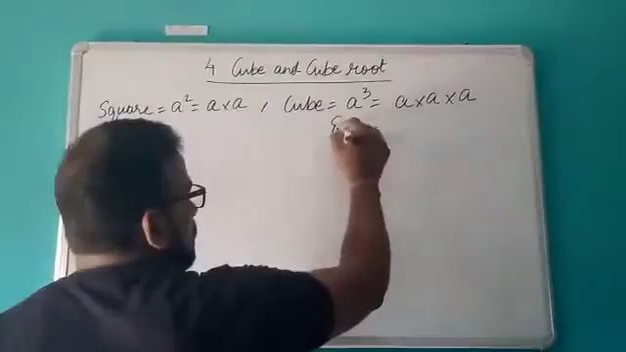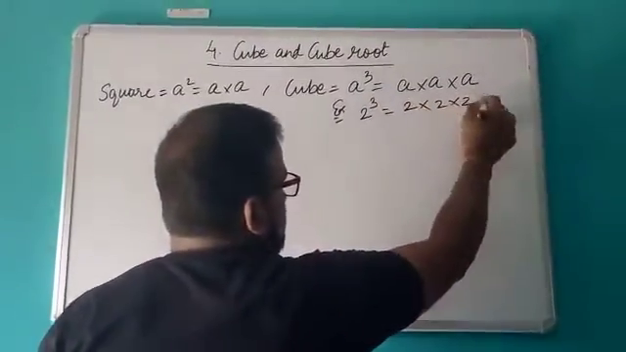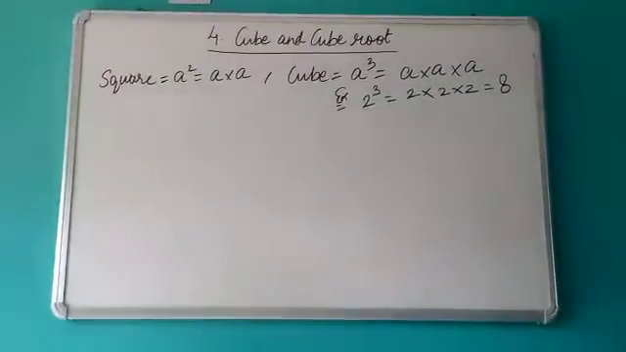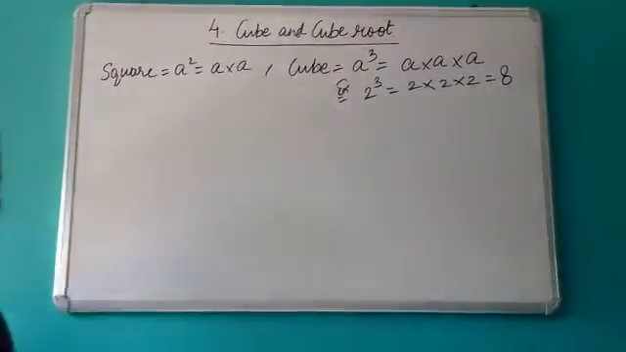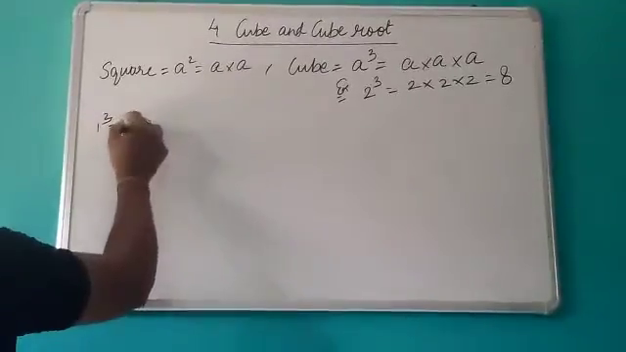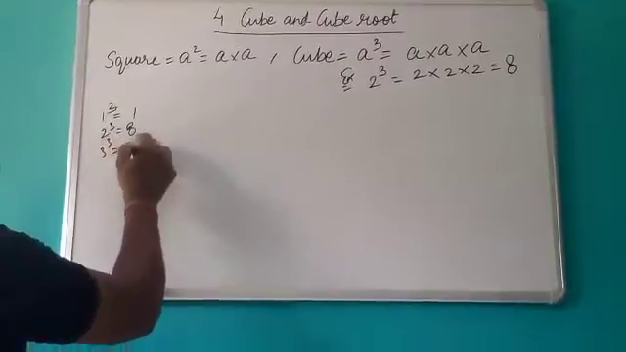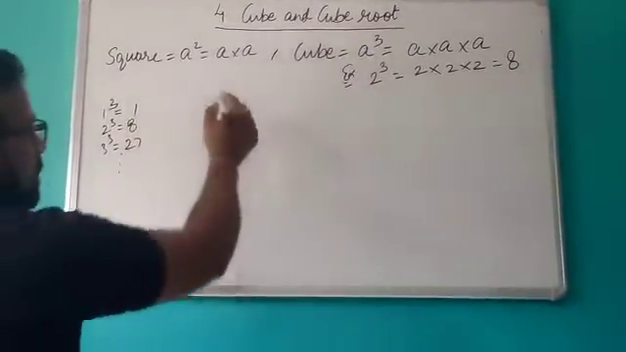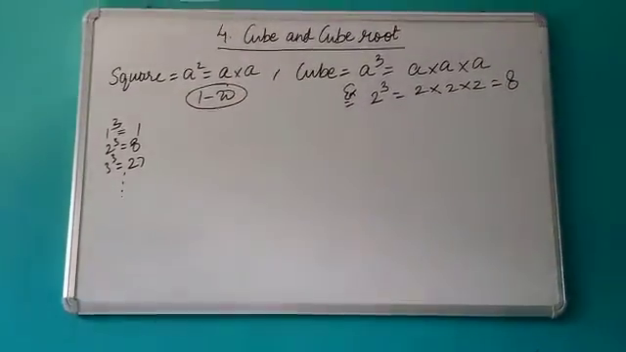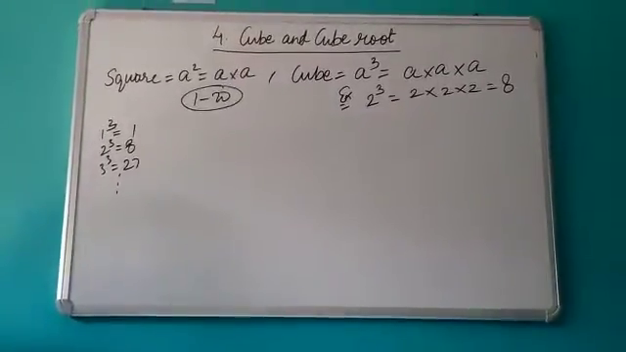For example, if I take 2 cube, that means 2 will be multiplied by itself 3 times, that will give you 8. Okay, so this is the meaning of cube of the number. So similarly, what is 1 cube? 1 cube will be 1, 2 cube will be 8, 3 cube will be 27, like this. So you better remember the cube of the numbers from 1 to 20. It will be beneficial for you. I have sent the cubes of these numbers in the images.